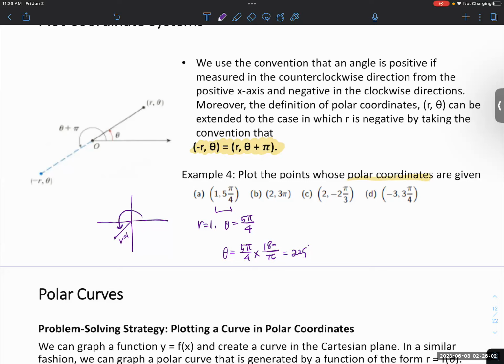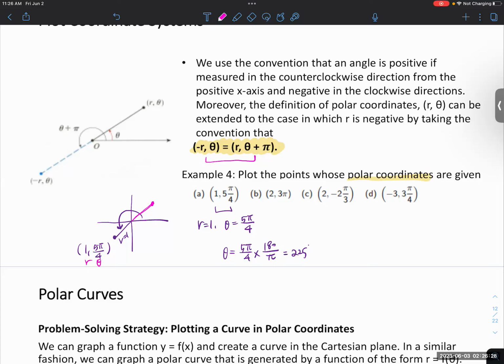So this is the location (1, 5π/4) in the polar coordinate system. Does it make sense to you? What that means is you can find out the symmetry here. If you want to find out the symmetry, this formula is going to work. So the radius is 1. This is r comma theta.